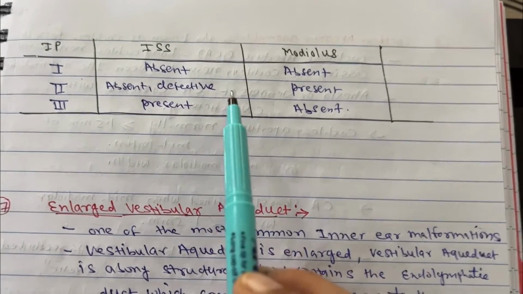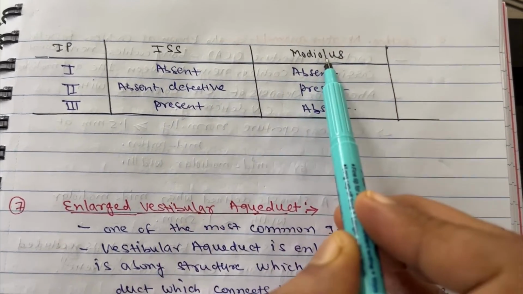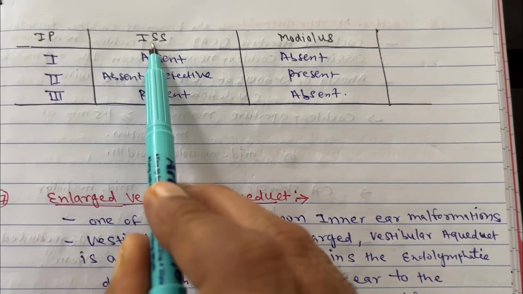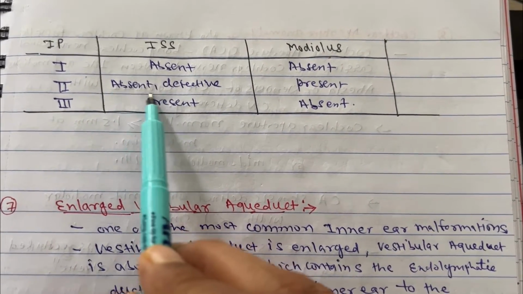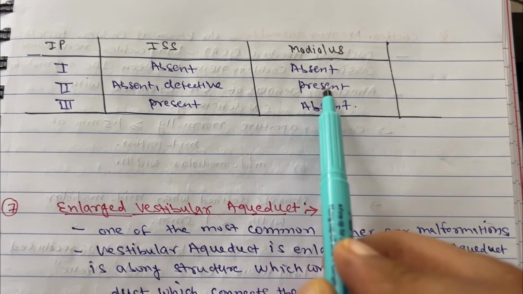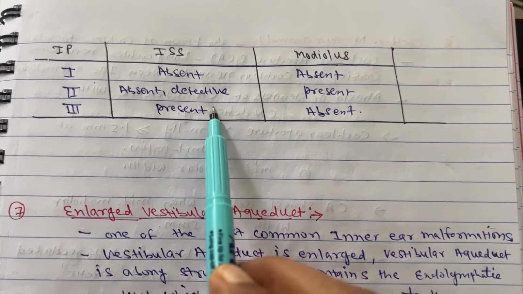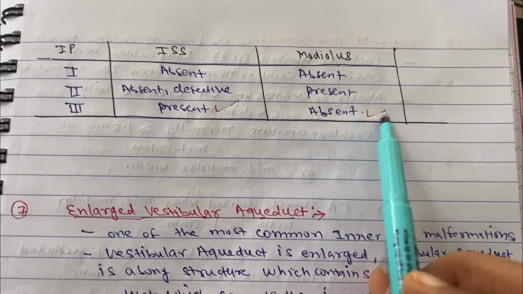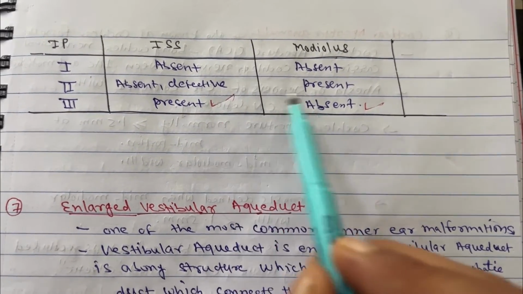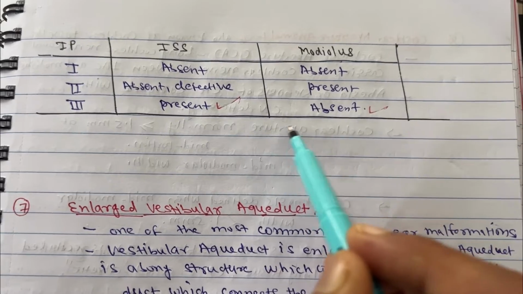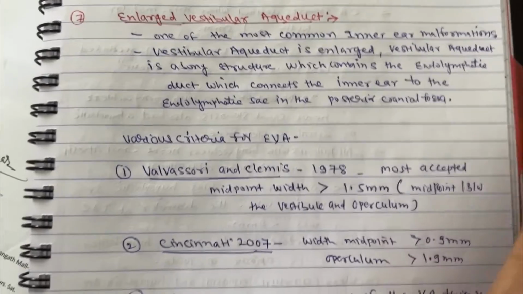You can see the difference between IP1 to 3 according to interscalar septum and modiolus. In IP1, both interscalar septum and modiolus are absent. In IP2, the interscalar septum is absent but the modiolus is present. In IP3, the interscalar septum is present but the modiolus is absent. I have already told the detail of each and every IP. Now come to the 7th division.